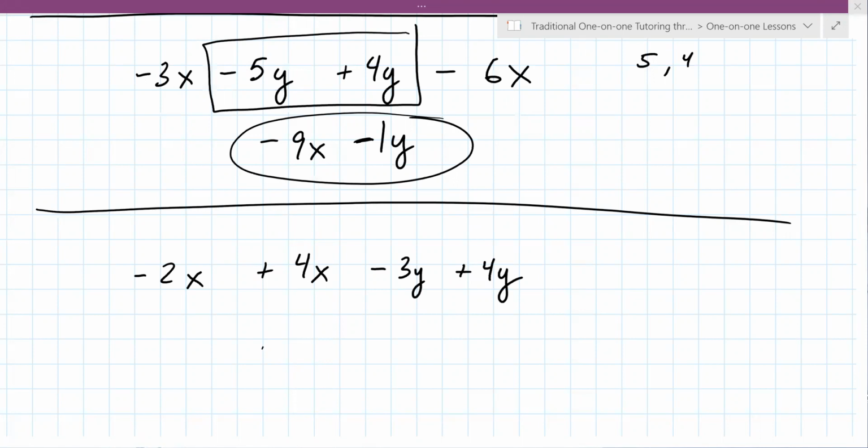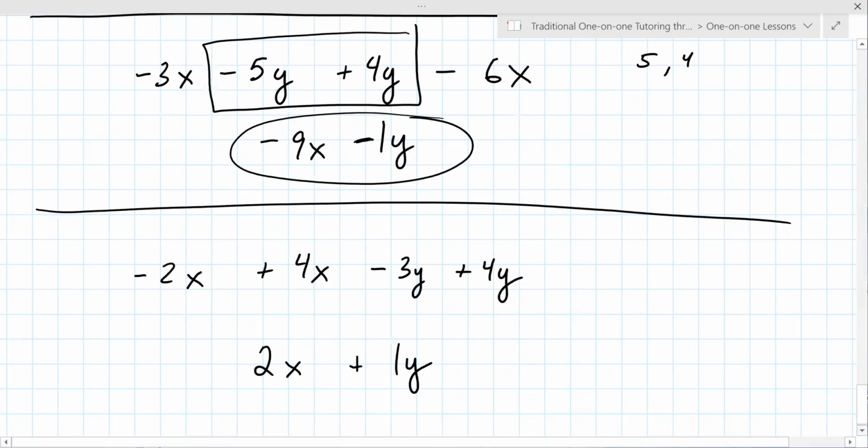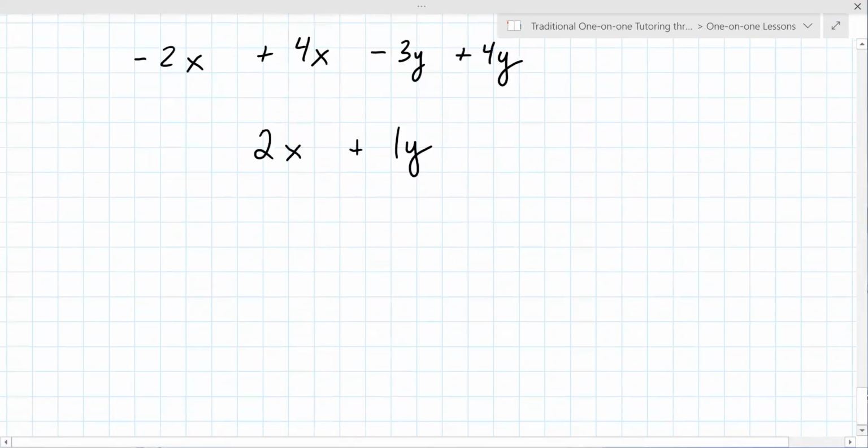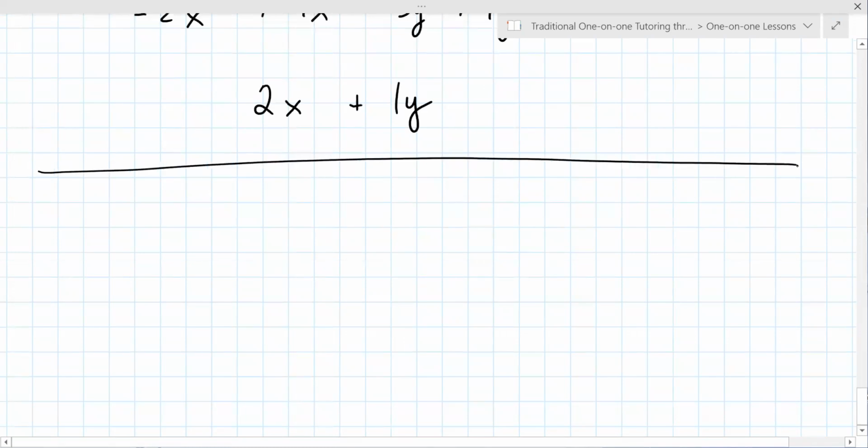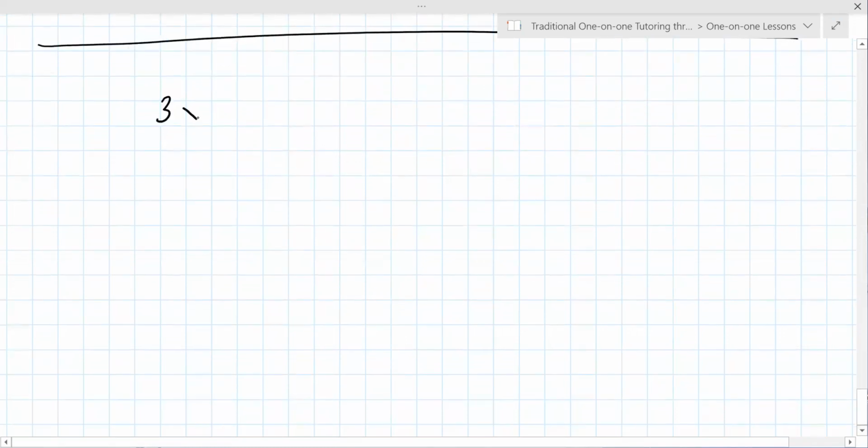Okay. All right, let me write out the answer. It's 2x plus 1y. Oh yeah, that's right. You wrote something different than what it sounded like, and that's okay. I was just paying attention on your board. Let's try another one here. All right, give this one a try, please.